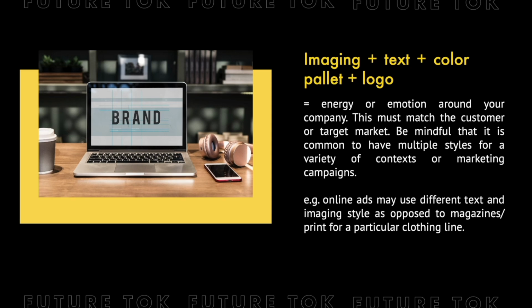They now have a set of instructions that says, hey, use this heading for this. Use this subtext for this. Use these colors here, etc. So the imaging, the text, the color palette, and the logo equate to an energy or an emotion around your company. This must match the customer or the target market. Be mindful that it is common to have multiple styles for a variety of contexts or marketing campaigns. An example would be online ads. They may use a different text and imaging style as opposed to that which you run for magazines or print for a particular clothing line.